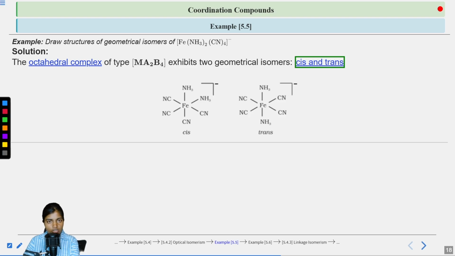So the structure of these geometrical isomers is this: the iron arranging the two ammonia adjacent to each other, and the other positions are occupied by the cyanide ligand, so this is the cis form. And when the iron is arranging the two ammonia opposite to each other, and the other positions are occupied by the cyanide ligand, then you are getting the trans form of geometrical isomers of this complex, Fe(NH3)2(CN)4 whole negative. Okay, so these are the respective geometrical isomers for this complex, the cis and the trans.